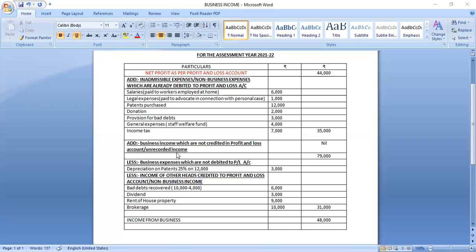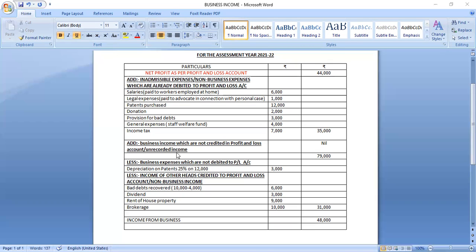And if it is intangible assets like know-how, patents, copyright, trademark, license, franchise, or any commercial rights, you have to calculate 25% rate of depreciation. Sometimes the problem may not specify the rate of depreciation. They may mention only the name of the property, whether fixed assets, tangible assets or intangible assets. Based on that, you have to remember: this is an intangible asset, so you have to calculate 25% depreciation. They are not mentioning it specifically in the problem, so don't forget to calculate depreciation.